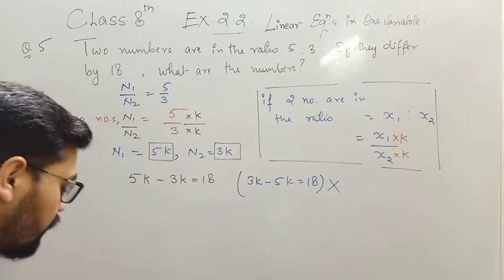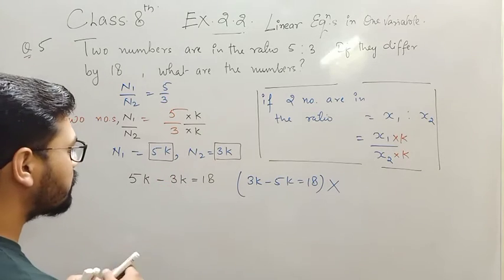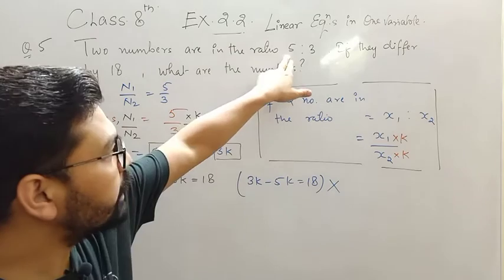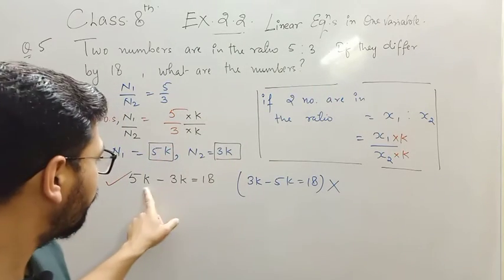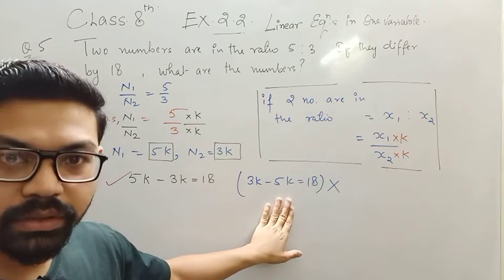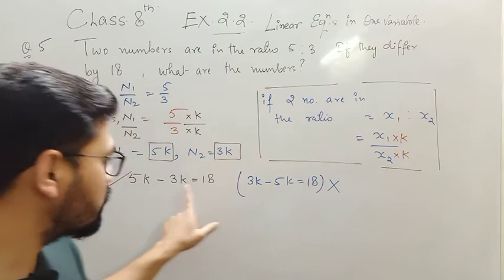This is wrong. The correct is 5k minus 3k is equal to 18. This is correct. The reason is the greater value is 5k and the smaller value is 3k. So 5k minus 3k is equal to 18. This is wrong. That's why I've just written both the statements. No need to confuse in this. This is wrong. This is right.